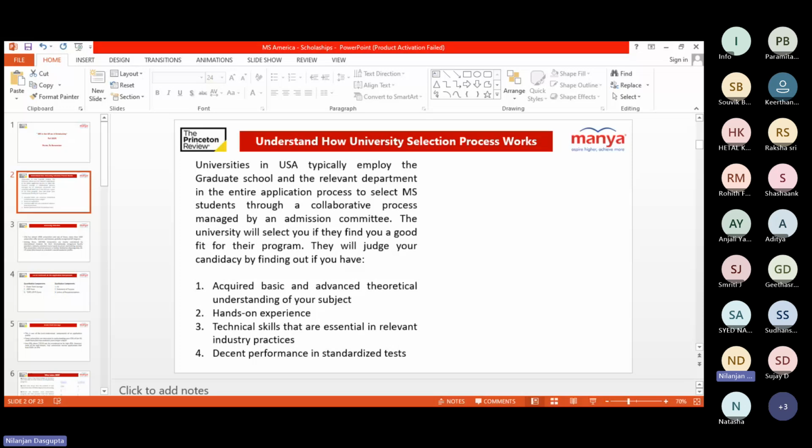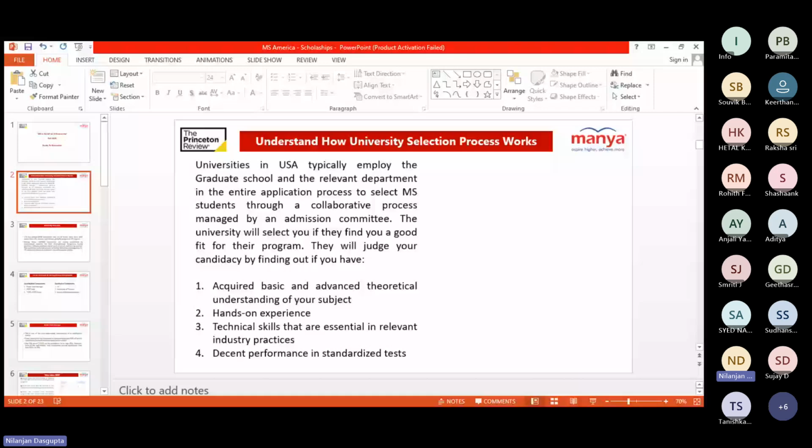Now, you can see there are 4 points which the admission committee will try to find in your application profile. First, whether you have acquired basic and advanced theoretical understanding of the subject. This will be understood from your GPA, your transcript or mark sheet. They will look at the major subjects GPA in most cases, like the last 60 credit hours or last 4 semesters if you're coming from an engineering background, or the last 1.5 to 2 years if you're coming from a bachelor's in science, and so on. The major subjects' GPAs are very important for many universities. Through that they will try to understand your theoretical understanding of those subjects.